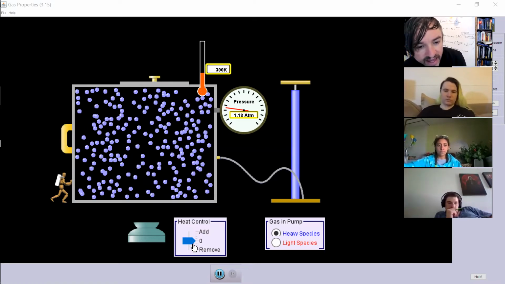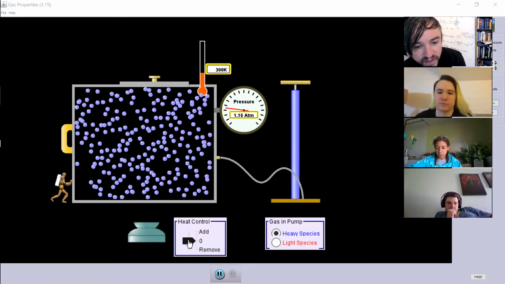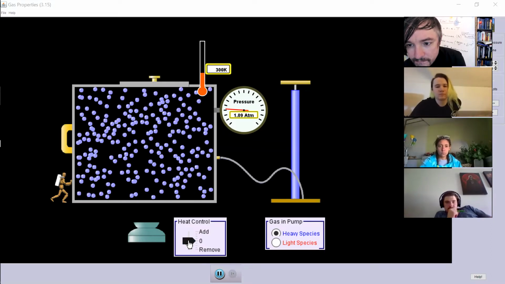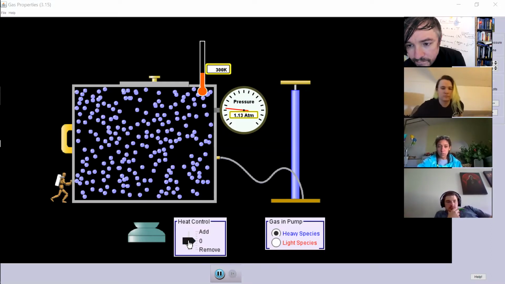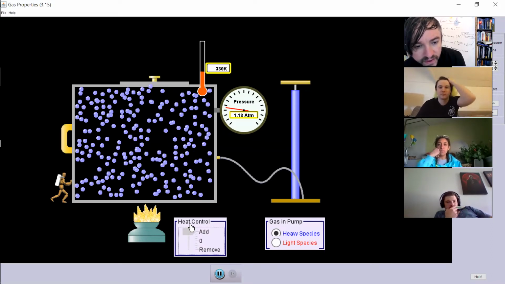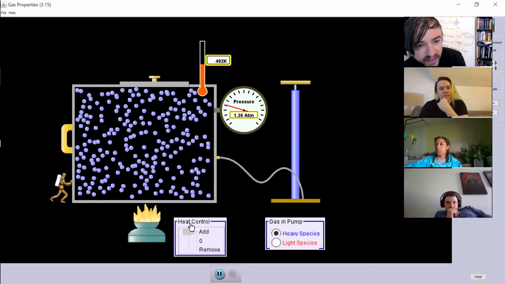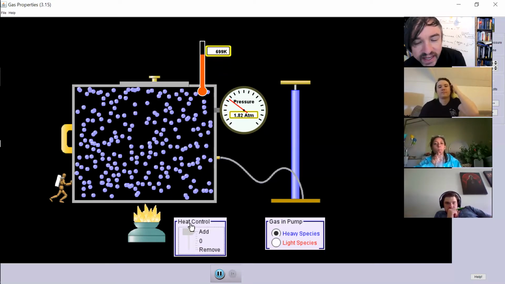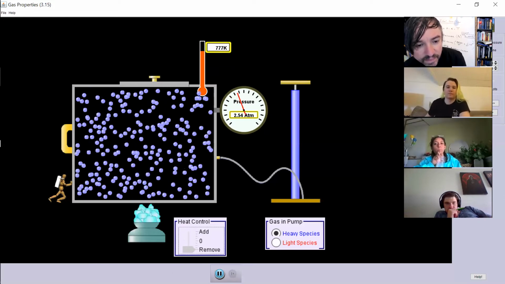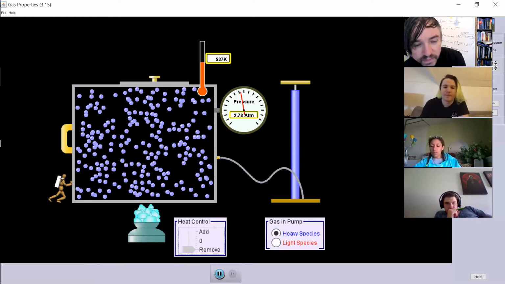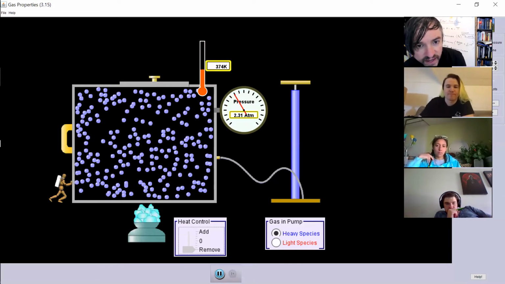What's going to happen if I add a little bit of fire? What will happen to those gas particles? They're going to speed up. That's right. And here you can see me jacking up the temperature. And sure enough, the kinetic energies of the gas particles go up. We can add some ice and we can cool it back down. You'll see them slowing down.